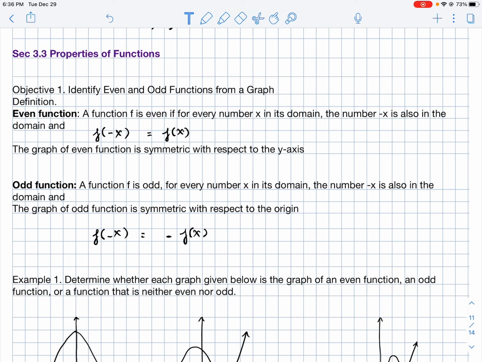Section 3.3 Properties of Functions. Objective number 1. Identify even and odd functions from a graph.